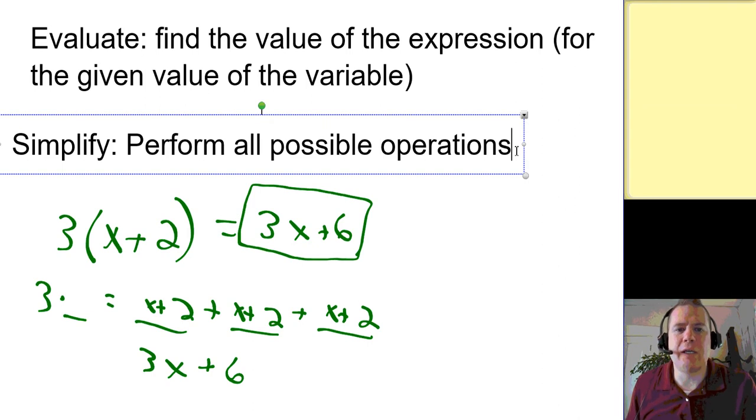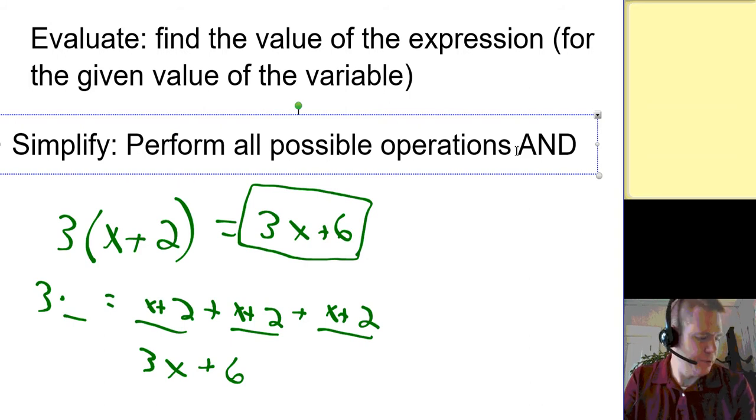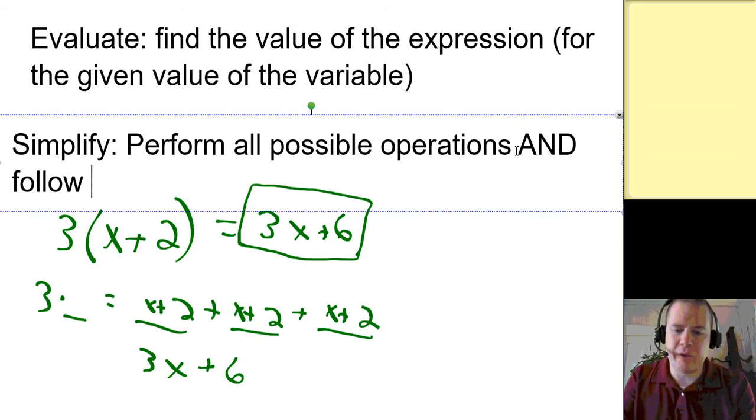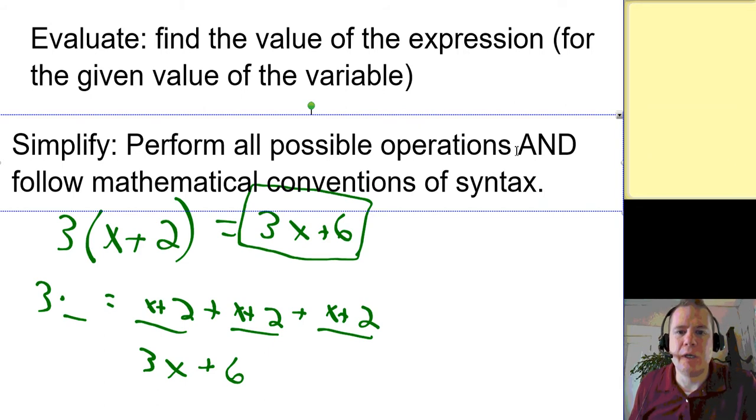So we need actually a slightly more nuanced definition here. Simplify means perform all possible operations and follow mathematical rules, mathematical conventions of syntax. Syntax is just like the rules, the grammar of the language.